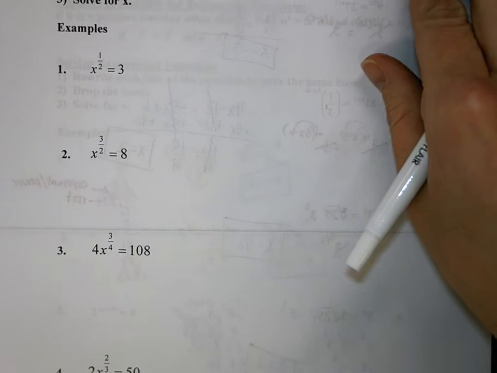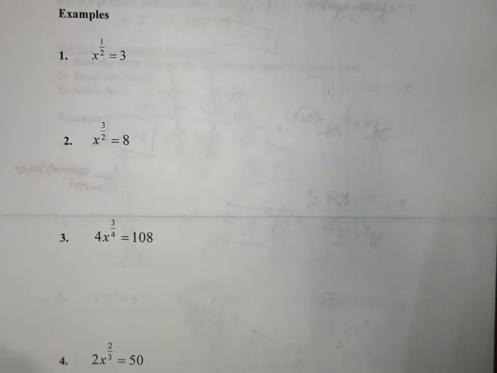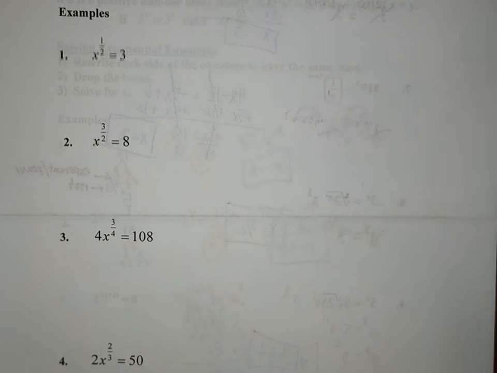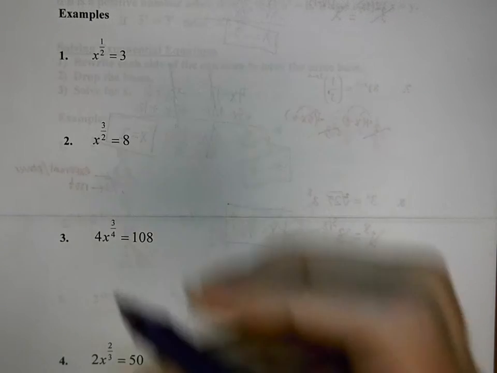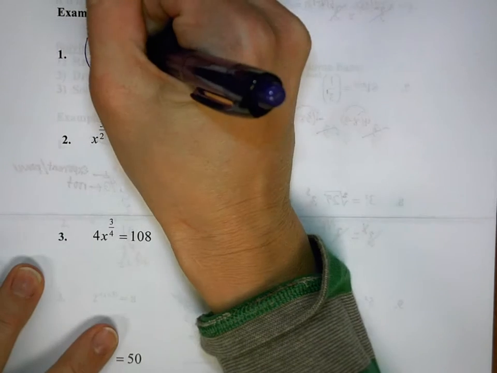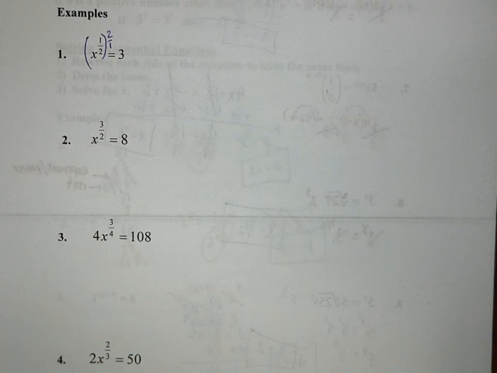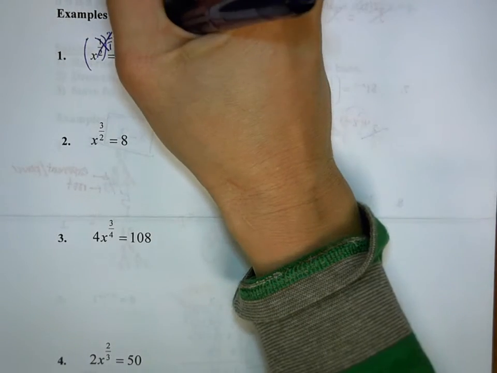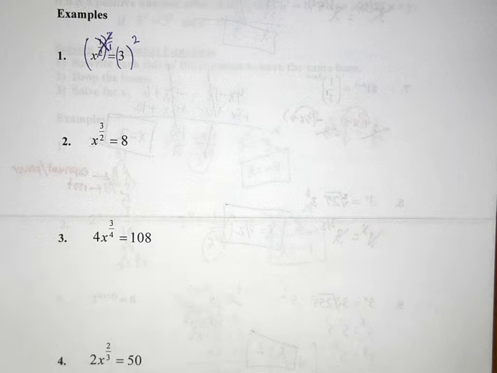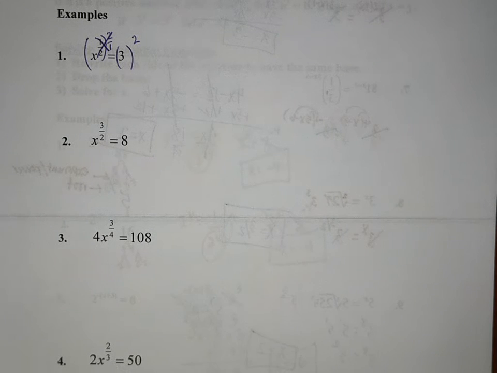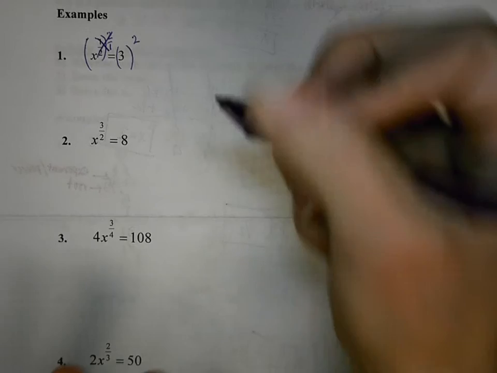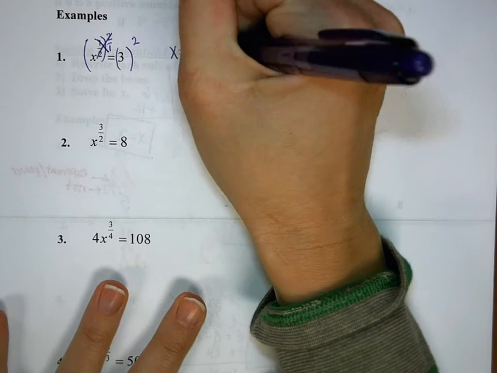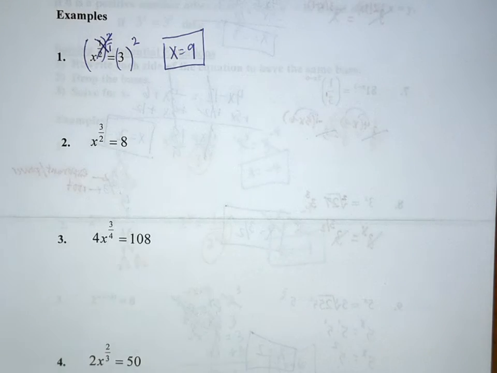So if you notice on example 1, the exponent is by itself. So in order to get rid of that 1/2 power, we will raise it to the 2/1 power. Because when I raise it to the reciprocal power, everything will cancel out. But whatever you do to one side, you also have to do to the other side. So we're going to end up with 3 to the 2/1, or I could just write that as 3 to the 2nd power. And what is 3 to the 2nd power? 9. So the answer is x equals 9. Okay.